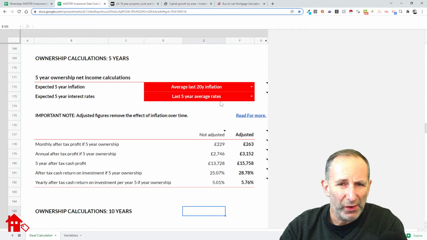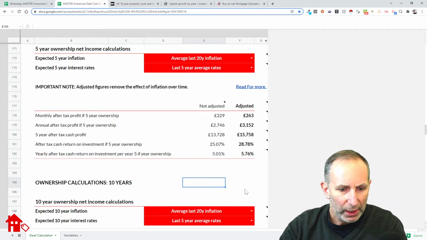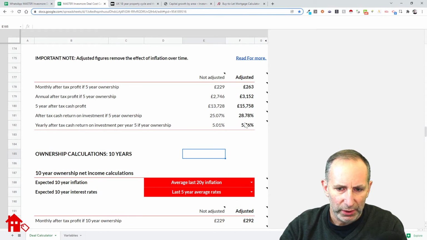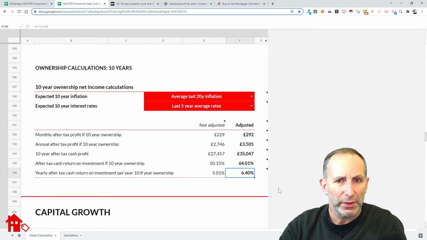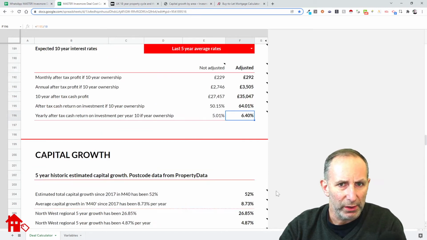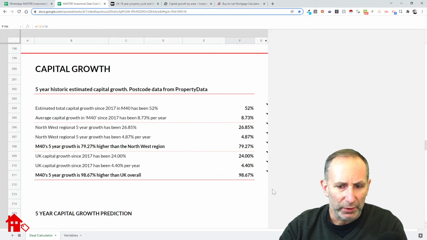So the point is all these variables, they'll adjust the numbers, which is helpful. And now we can see our cash return, inflation adjusted, you're at 5.7% a year. So that's great. And over 10 years, because rent goes up, assuming interest rates don't go up, but expenses go up in line with inflation, then you make more money over time, assuming you don't refinance.